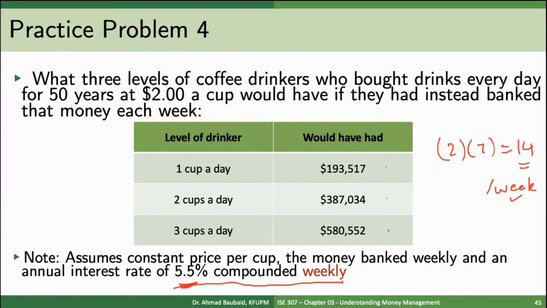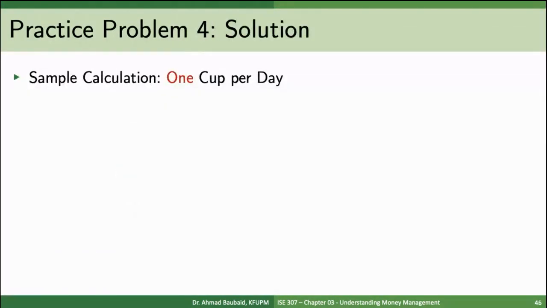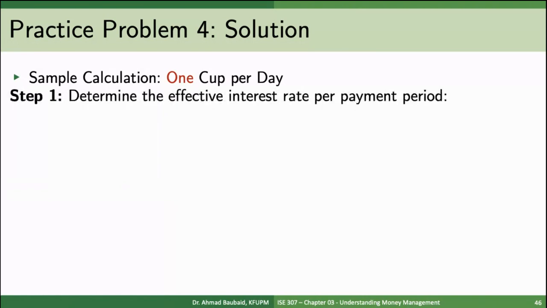So let's look at this case, 1 cup a day, and let's see how they got this value, 193,517. So again, assuming 1 cup a day, we follow the steps, right? And so first of all, we need to determine the effective interest rate. And actually, the first step is to determine C and K. But you can skip the first step and just go straight to the second step, because the second step assumes that you've already found C and K.